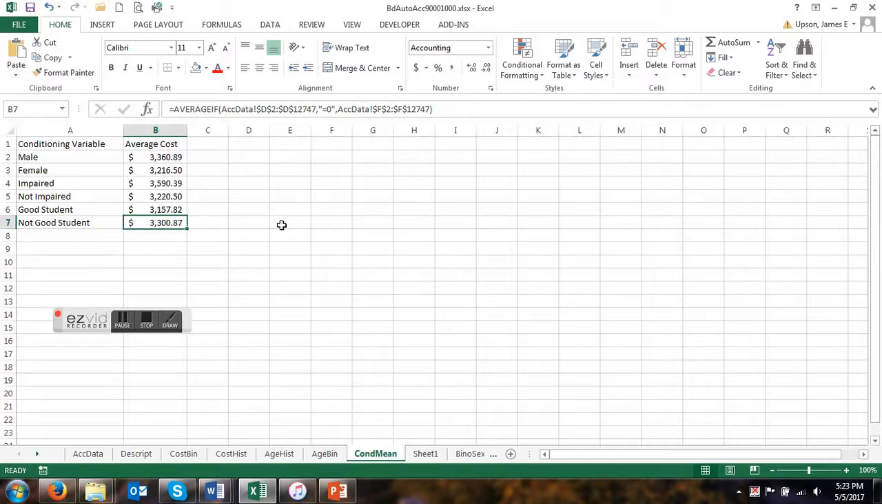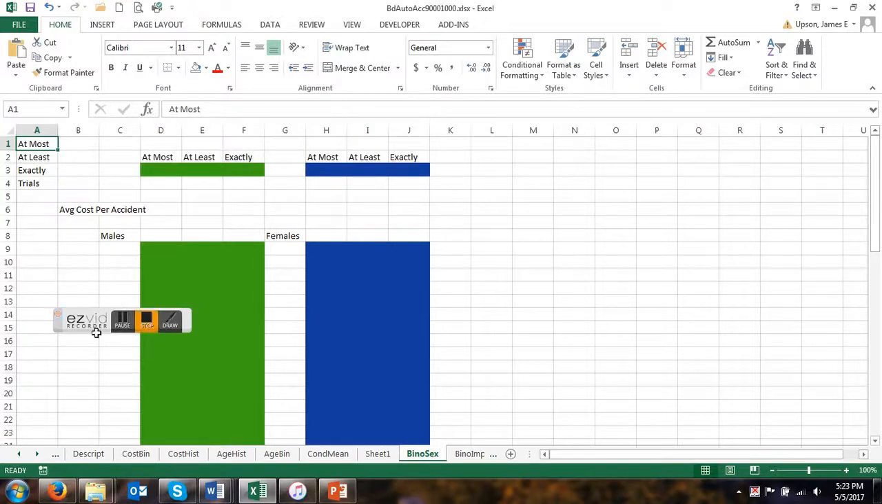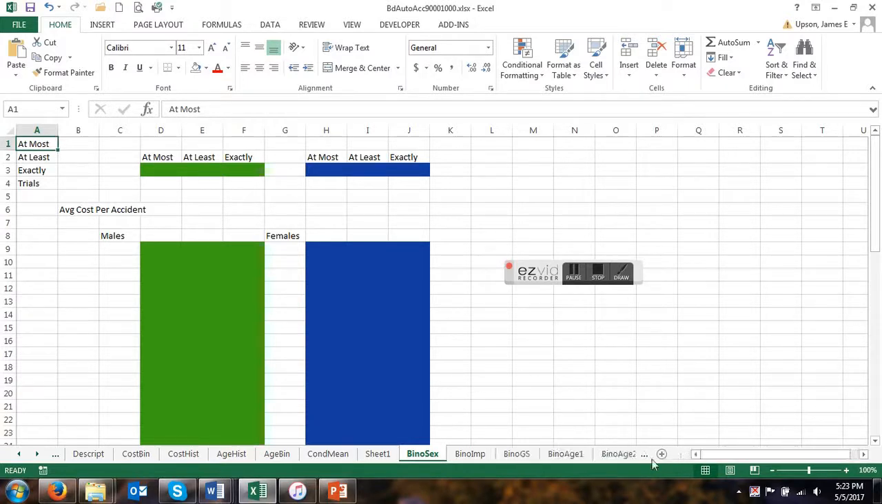Anyway, what we want to do is set up this binomial sheet. Let me move this over. We have 3 binomial sheets that are going to be very similar. I'm going to set up the first one, and then your expectation is to go ahead and set up the next 2 binomial sheets. That's binomial based on impairment and binomial based on whether you're a good student or bad student. The process is the same. The particular variables that you pick are different.